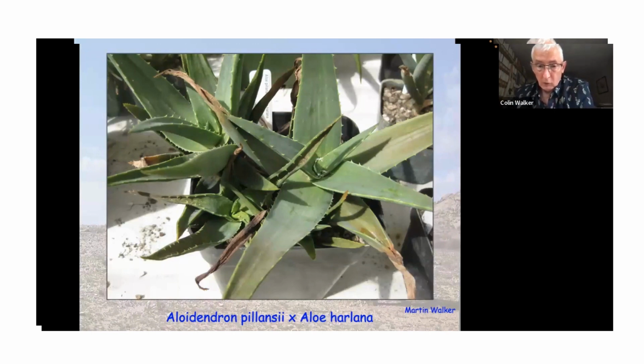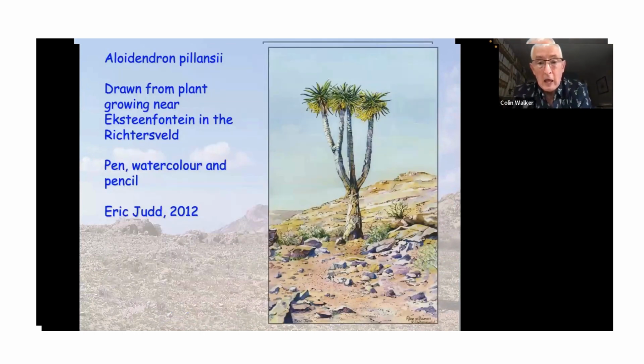Unfortunately, Martin didn't like the look of it and he ditched these plants, which was a shame, but there we go. And here is Eric's painting of Aloidendron pillansii for the book. Notice the dichotomous branching. Just a sneak preview here. In the June issue of Cactus World, the Journal of the British Cactus and Succulent Society, I have an 11-page article on Aloidendron pillansii, and the image I'm showing you there is on the front cover. Watch this space, guys. That is published next month.